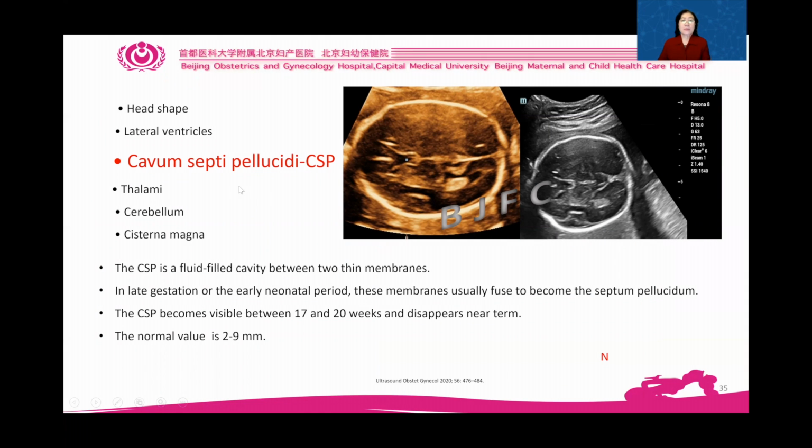Let's look at the CSP. The CSP is a fluid-filled cavity between the two thin membranes here. In late gestation or the early neonatal period, this membrane usually fuses to become the septum pellucidum. The CSP becomes visible between 17 and 20 weeks, and it disappears near term. So what's the normal value? The normal value is 2 to 9 millimeters.